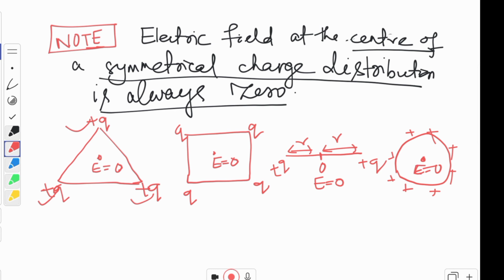Clear, children? Remember this. These are probable, like you can say this is a very common question. The electric field at the center of a symmetrical charge distribution is always 0. Remember this. Don't get confused.